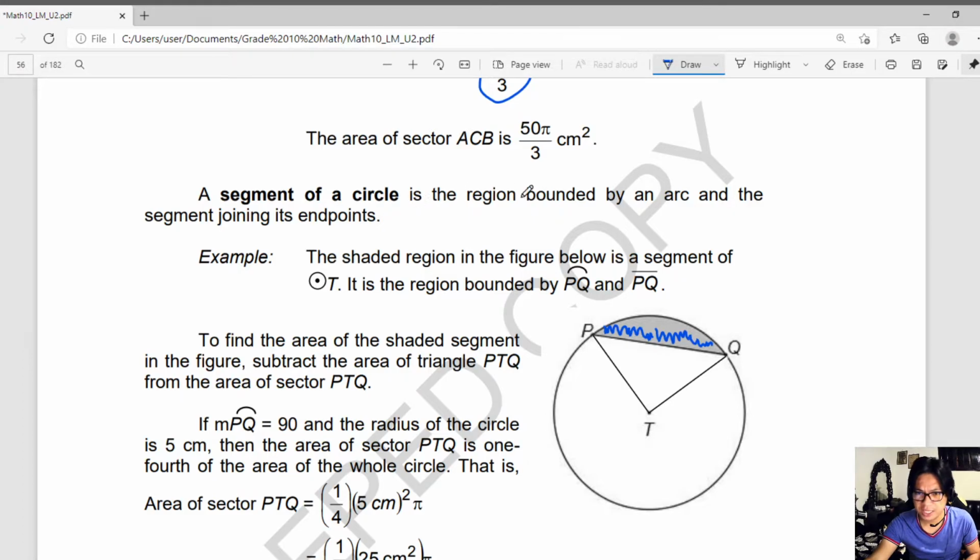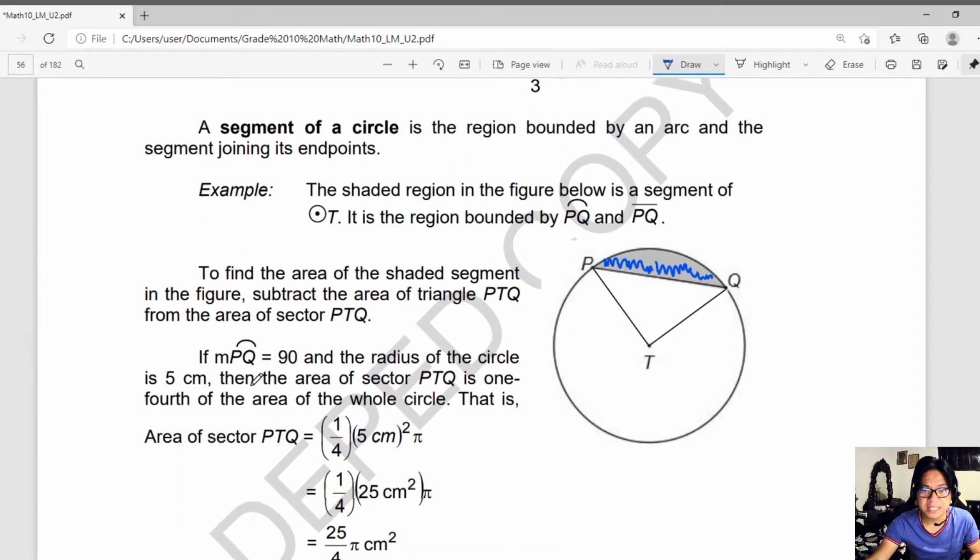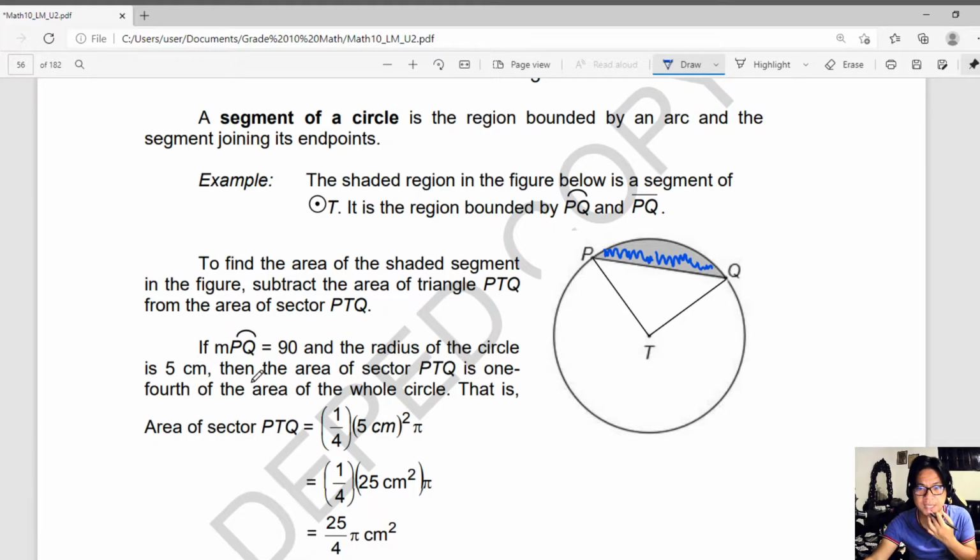So a segment of a circle is a region bounded by the arc and the segment joining its endpoints. The shaded region in the figure below is a segment of circle P. It is the region bounded by arc PQ and line segment PQ. So how do we find the area of the shaded segment? To find it, subtract the area of triangle PTQ from the area of sector PTQ.